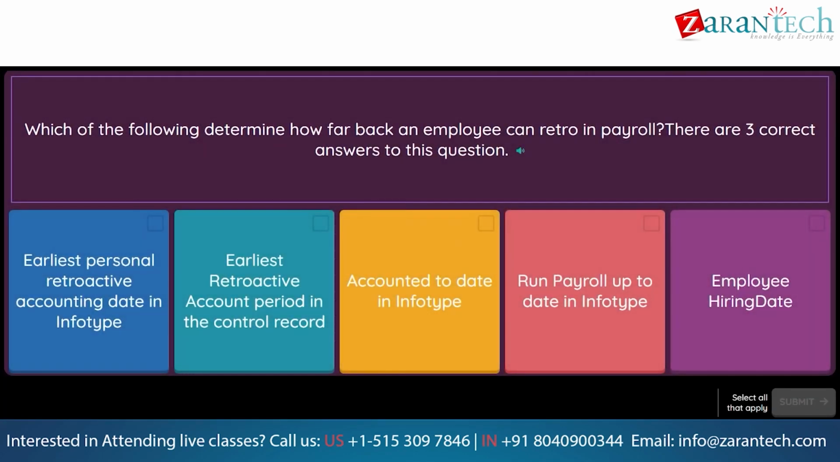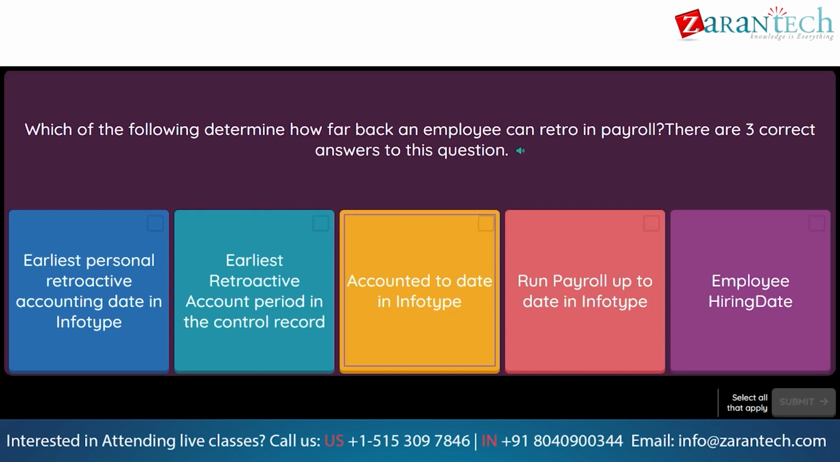Question: which of the following determine how far back an employee can retro in payroll? There are three correct answers to this question. Option 1 Earliest personal retroactive accounting date in info type. Option 2 Earliest retroactive accounting period in the control record. Option 3 Accounted to date in info type. Option 4 Run payroll up to date in info type. Option 5 Employee hiring date.